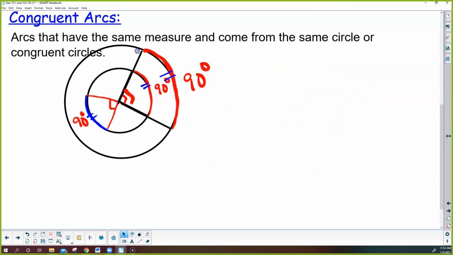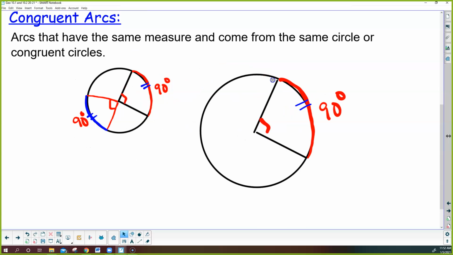You can see if I match this up, notice how that central angle is just exactly the same. So they have the same angle measures, so this is 90 and this is 90. However, I cannot confidently say that these are congruent. So I'm going to get rid of that congruent symbol. And the reason why is look at how long this arc is. It's not the same arc as this one. So that's why these circles have to be congruent.